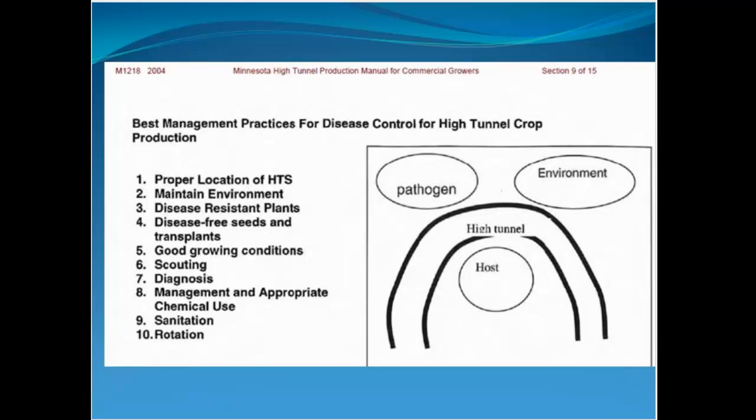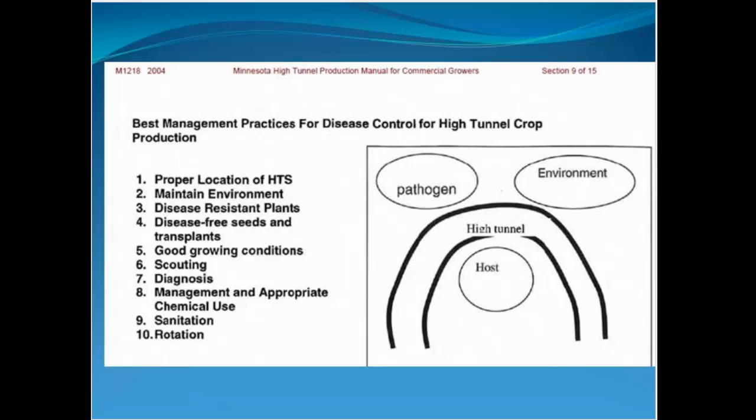Number 4, 3 was disease-resistant plants, which is obvious. I mean, if you've got a choice, we'd rather use disease resistance. We'll talk about that more in a bit. Disease-free transplant material or disease-free seeds, good growing conditions. Do a good job of scouting your tunnel on a daily or at least every other day basis. Do a good job and get on top of any pest problems that develop rather than waiting for the pest problem to become epidemic in its nature, where most of the plant material is already affected before you try to address the issue.